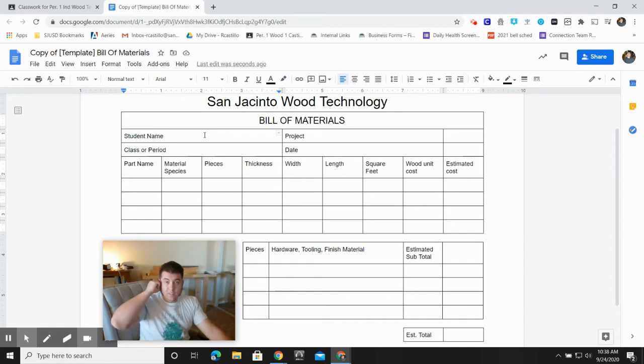This is going to be in review, but I'm going to go ahead and knock out the entire bill of materials. So if I write Joe Herbie, you make sure to write your name. Joe Herbie is just the imaginary student in the class.